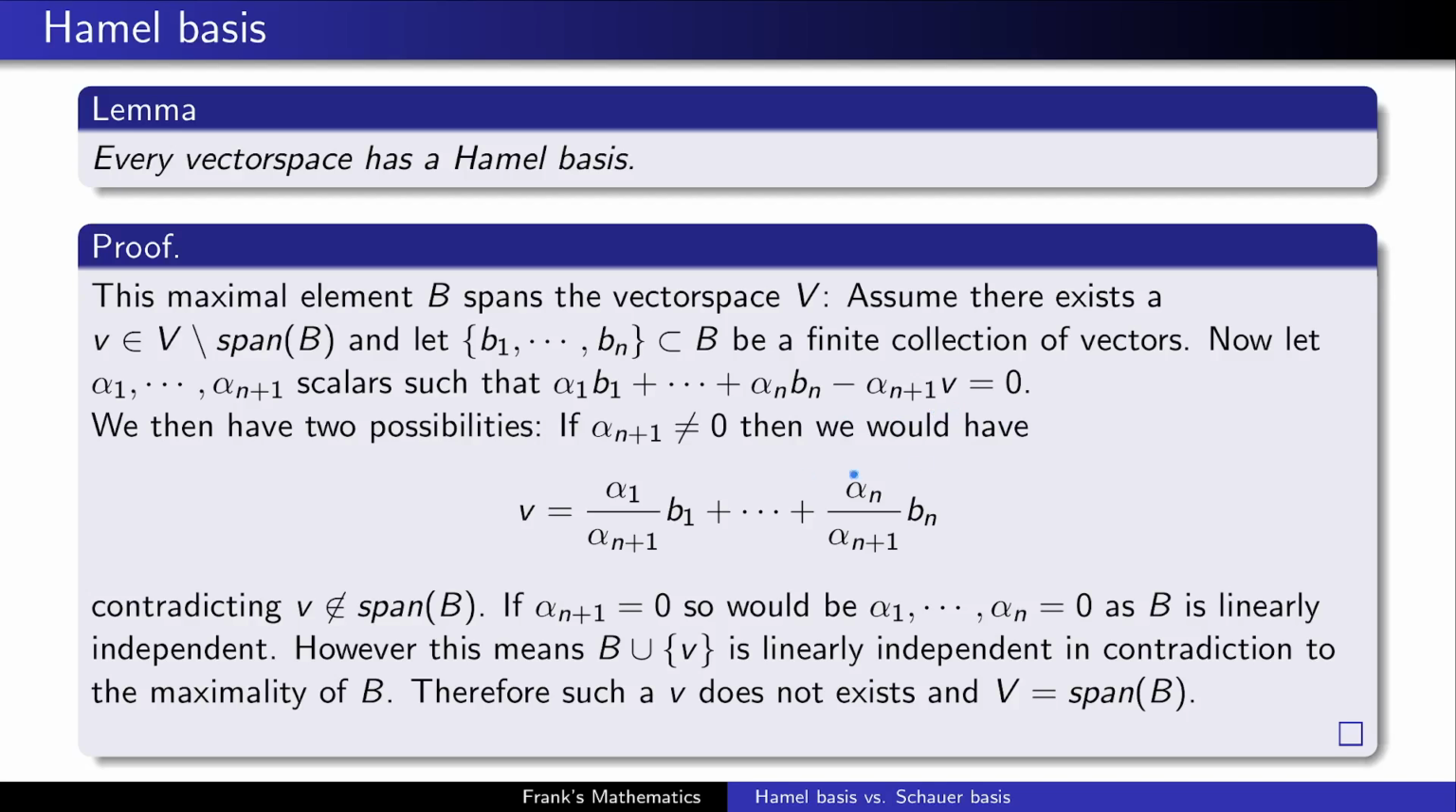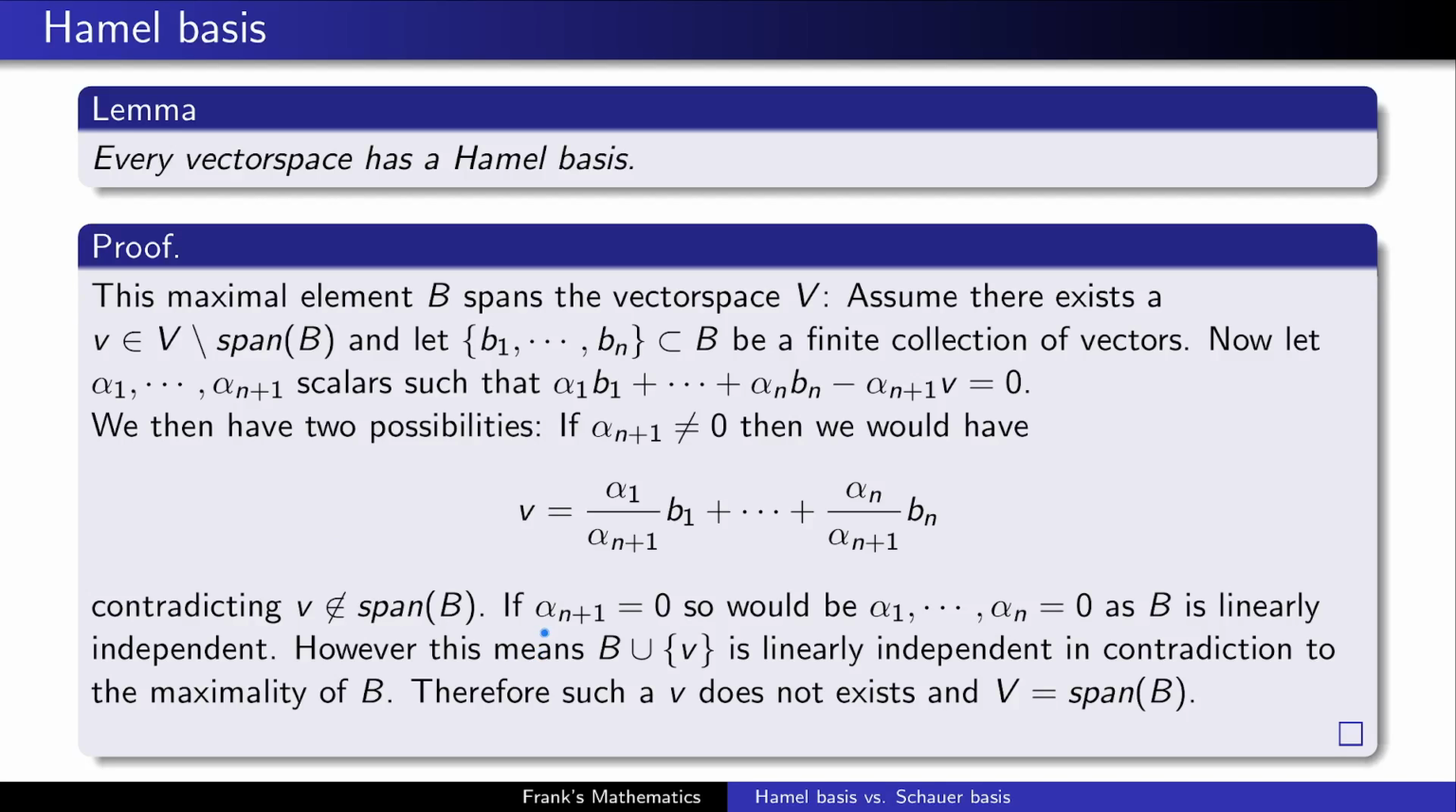We now have two possibilities. The first possibility is that alpha n plus 1 is not 0. If alpha n plus 1 is not 0, we could just divide this equation by alpha n plus 1 and end up with v expressed as a finite linear combination of our vectors B1 up to Bn. However, this is a contradiction to our assumption that v does not lie in the span of B. Well, then it must be the second possibility: alpha n plus 1 must be 0.